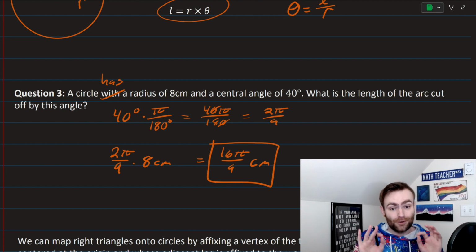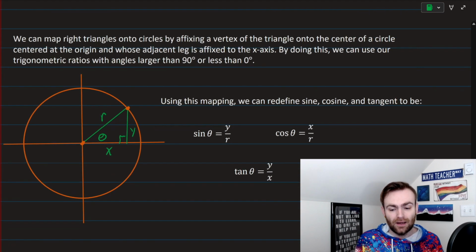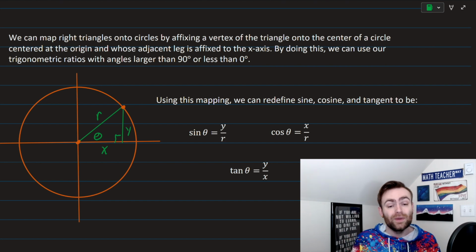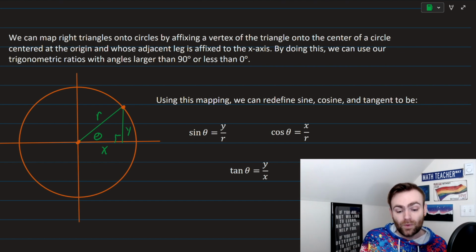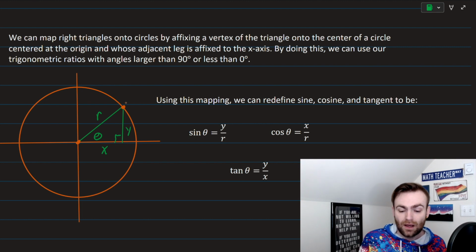Let's take this a step further. We're used to having angles between 0 and 90 degrees, especially for right triangles and our trigonometric ratios, our sines, our cosines, and our tangents. Well, we can actually take this a step further. If we take a right triangle specifically, and affix one of its vertices, specifically the one that doesn't have the 90 degrees, on the origin, and make one side line up with the x-axis, we can affix a right triangle in this way and draw a circle through the other vertex. And in doing so, we get some special properties.